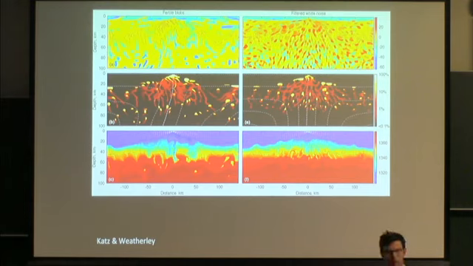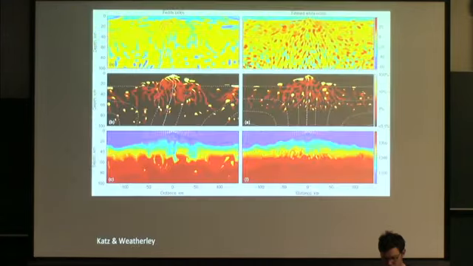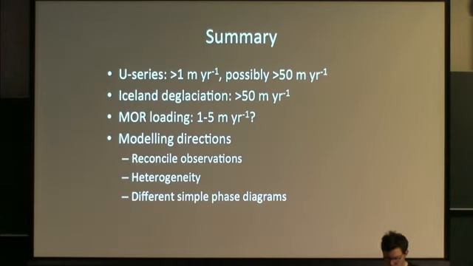So I think lithological heterogeneity might be an important part in some parts of the mid-ocean ridge system. I'll just skip that. So just to summarize, from uranium series disequilibrium, the melt transport rates are certainly more than a metre a year and possibly more than 50 metres a year, as long as there's no shallow re-equilibration of the melt as it's making its way towards the surface.